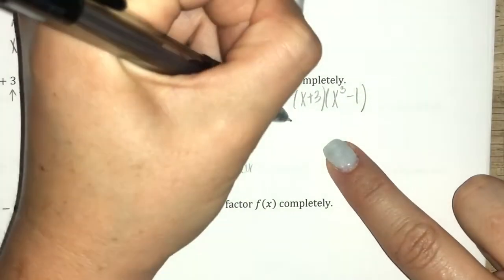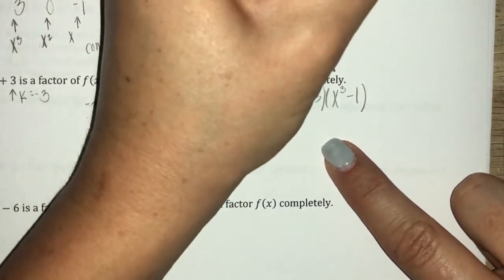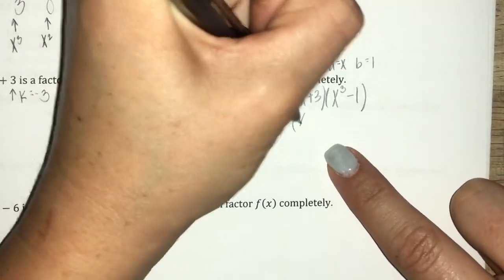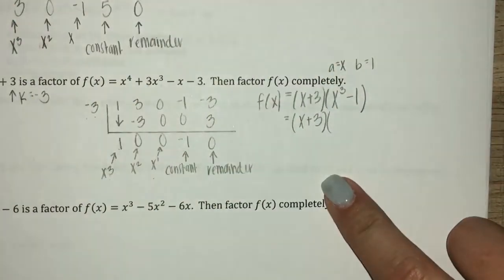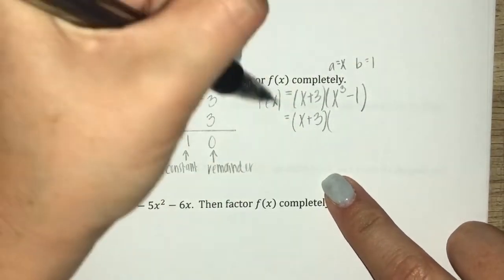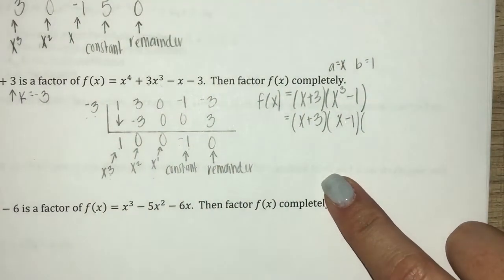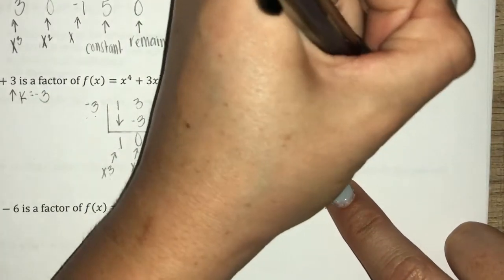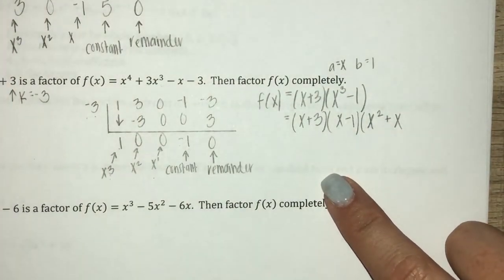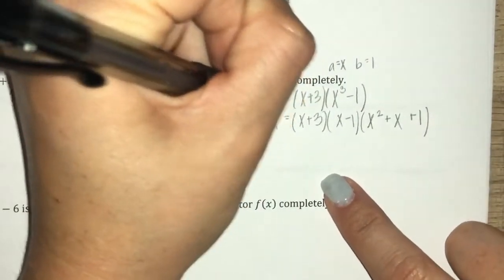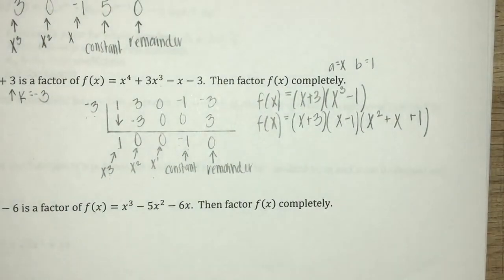So this is a difference of cubes, so A would just be x, and then B would just be 1. So the x plus 3 comes down. And then a difference of cubes factors into A minus B, so x minus 1. And then A squared, so times x squared, plus AB, so just 1 times x, so plus x, and then plus B squared, so plus 1. So f of x equals x plus 3 times x minus 1 times x squared plus x plus 1.